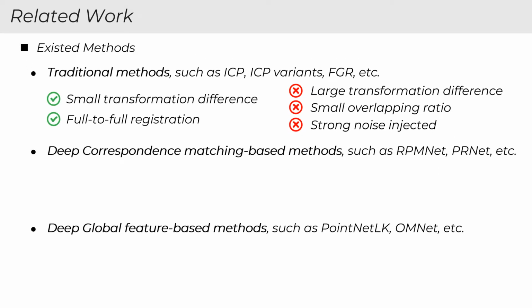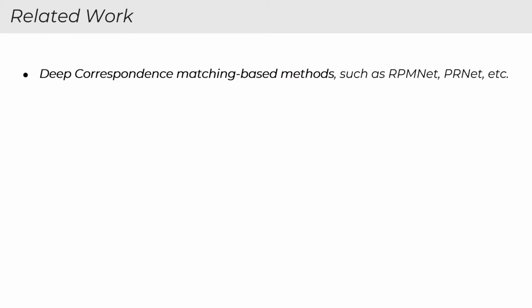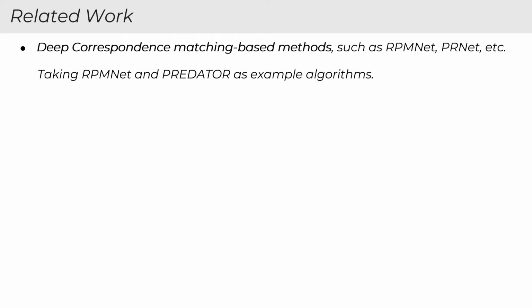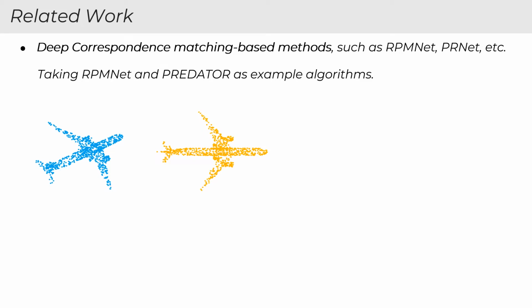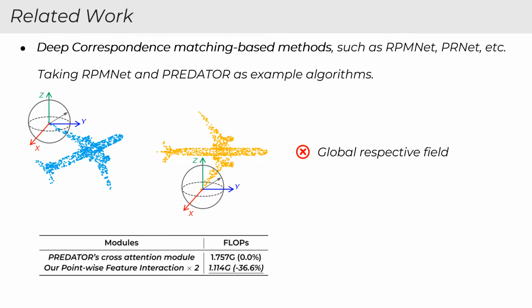Recently, some correspondence matching-based deep learning methods implement descriptors with neural networks to improve performance, and the above problems can be solved to a certain extent. However, most of them have two main issues. Taking RPMNet and Predator as example algorithms, on the one hand, RPMNet relies on the deep features extracted from the local geometric structures. As a result, they can hardly utilize the knowledge of the entire point clouds. On the other hand, although Predator applies a cross-attention mechanism to capture the global picture, it has significant computational and memory requirements.